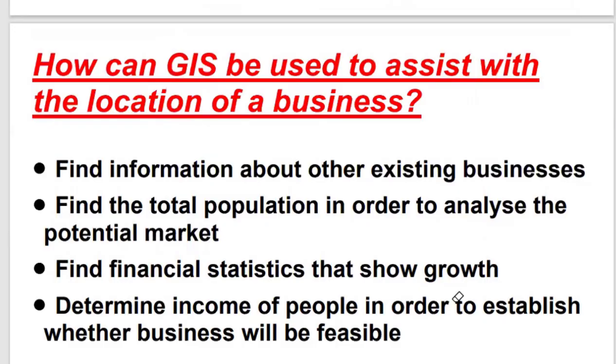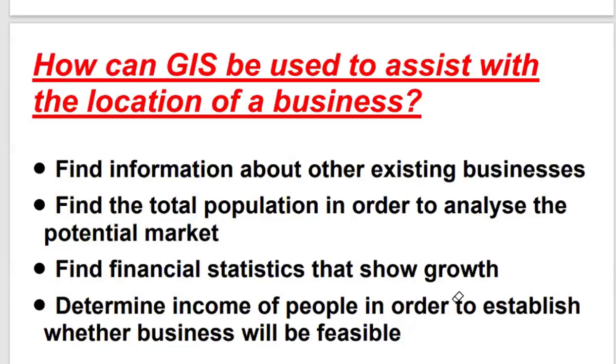Right. Find information about other existing businesses. Here we are talking of the competition threat. When you're locating your business, you can actually figure out the location of other businesses that have the potential to pose competition to your newly established business. So it's critical that you check on information of other existing businesses in the area from the relevant data layers and be able to figure out the best place to locate your business away from threats.